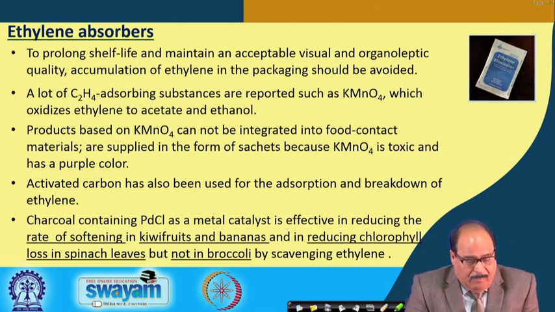Charcoal containing PdCl2 as a metal catalyst is effective in reducing the rate of softening in kiwi fruit and banana. It is also effective in reducing chlorophyll losses in spinach leaf, but it is not that effective in broccoli.